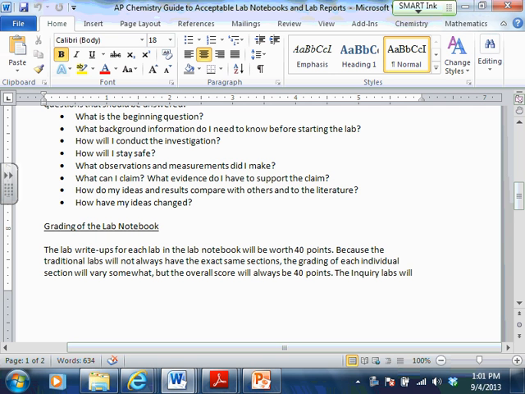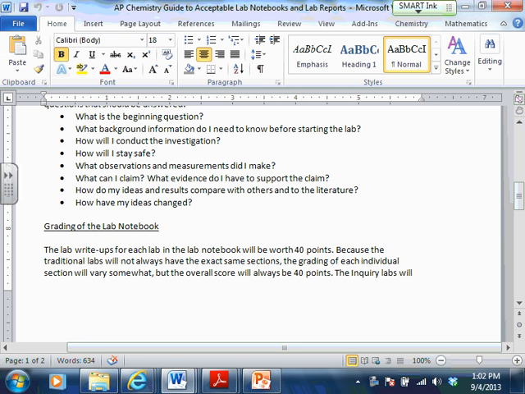How do my ideas and results compare with others? Okay, at some point you are going to have to look at other people's lab notebooks or at least talk to them and say, hey, did you end up with about that 2-to-1 ratio? I wouldn't worry about the literature on this one, okay? Just compare it with each other and that should be fine.